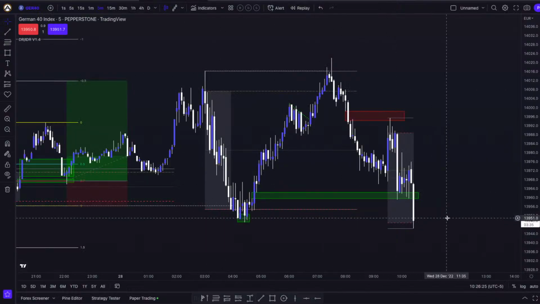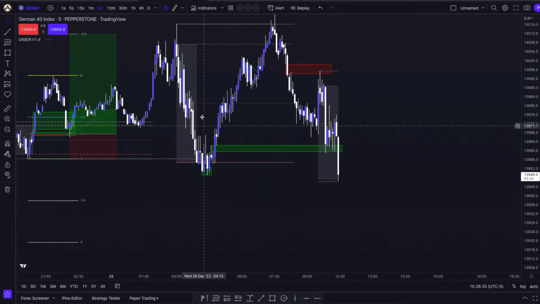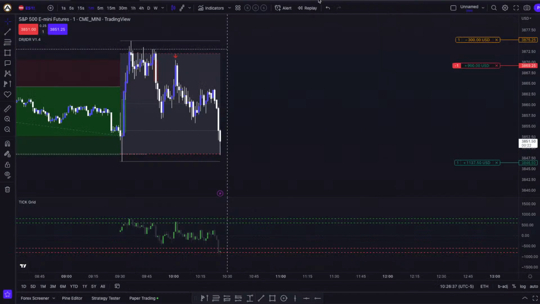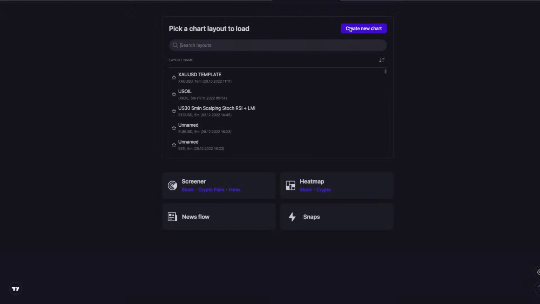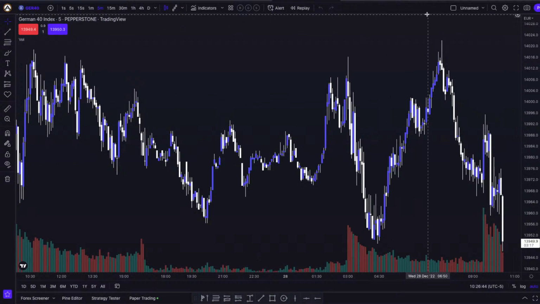Alright, so we can also check German 40. German 40 already took out the current day's low right here that formed at 4:25 a.m. New York local time. We're already below here. We can bring up our comparison chart where we can look for divergences between the major US indices.